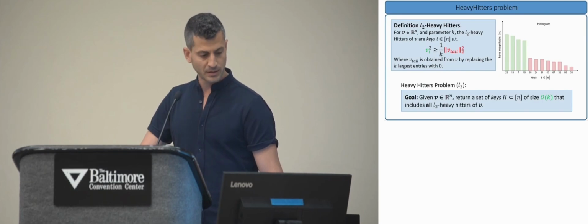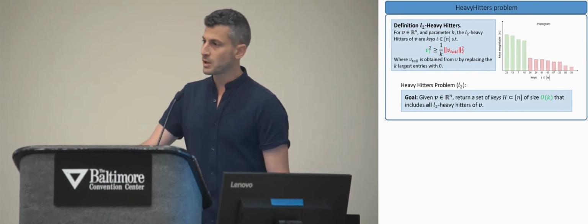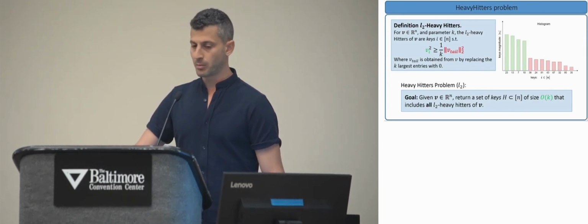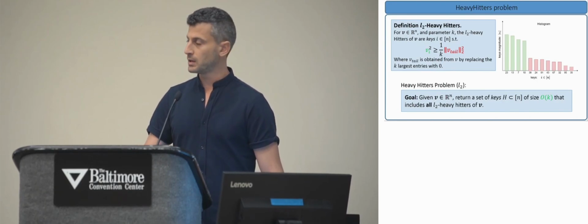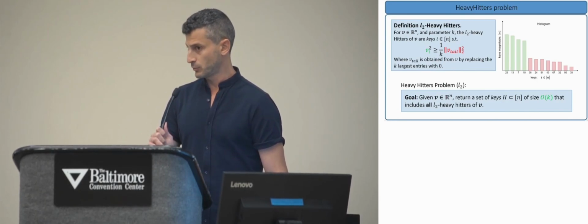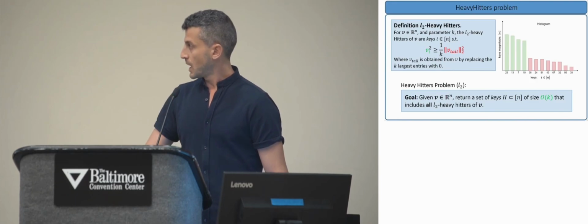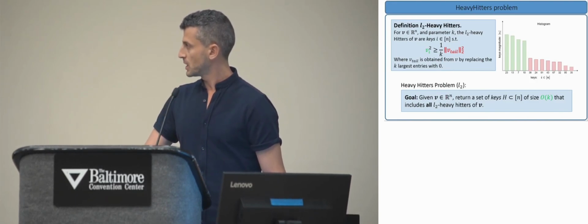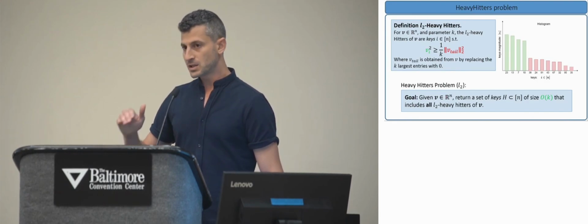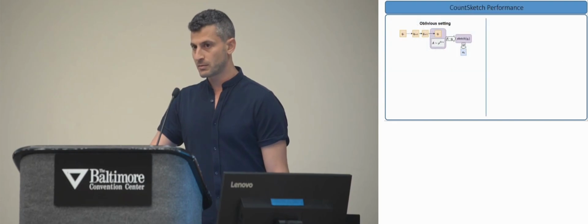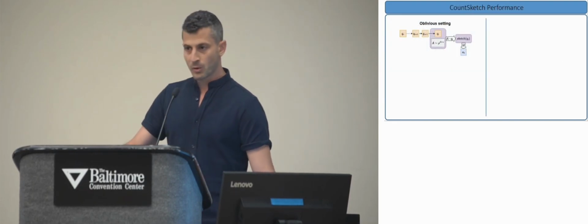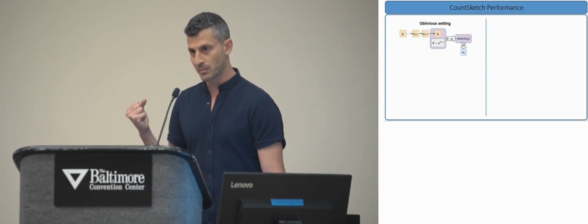Okay, so what is the goal of the heavy hitter problem? We want to return a set of keys, a set of indexes, H, whose size should be no larger than O of K, and this should include all of the heavy hitters of the vector V. Now we know the problem, and we have an algorithm, CountSketch.